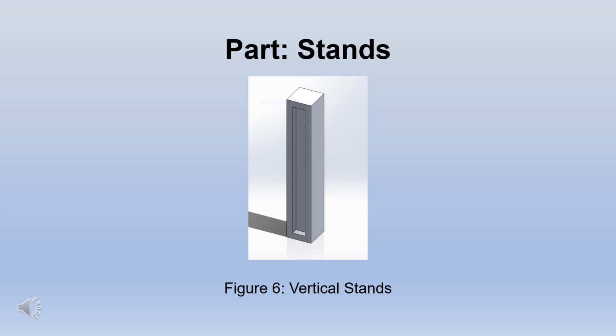The vertical part of the ride's frame is what we refer to as the stands. They act as a pillar situated on top of the truss portion of the base. They are extremely important for connecting the part of the model that riders sit in with the base.